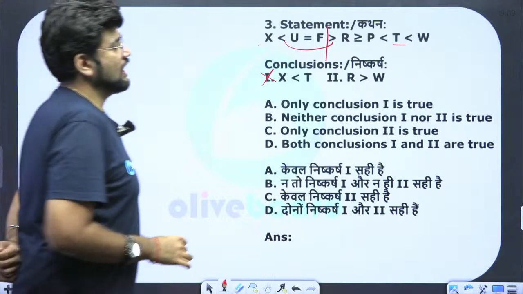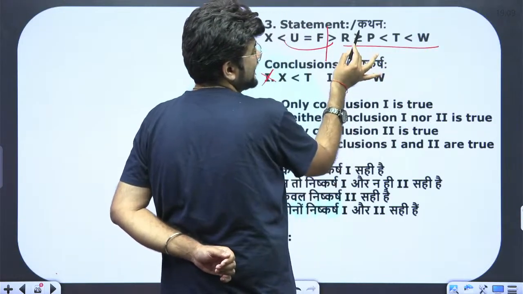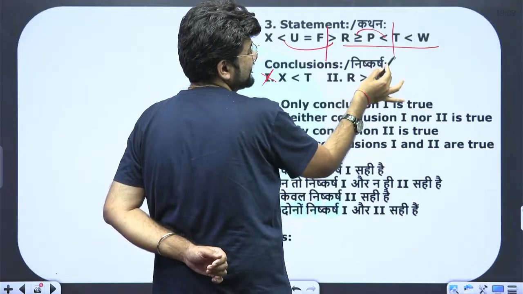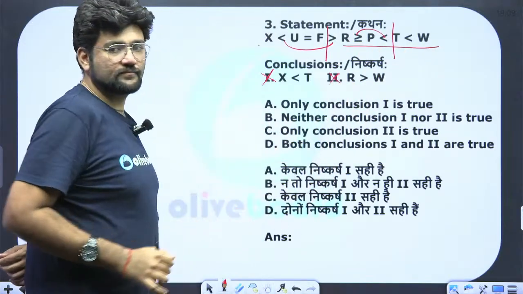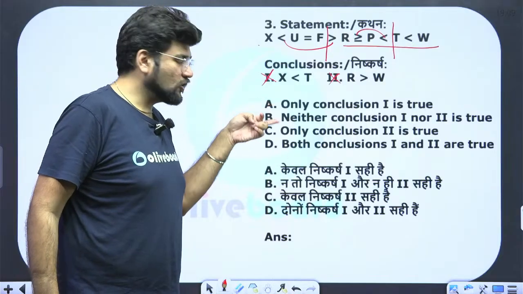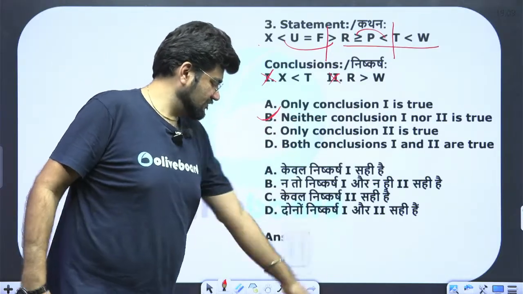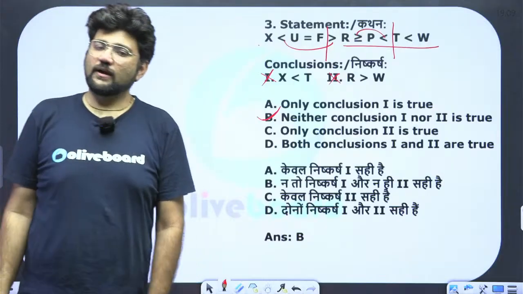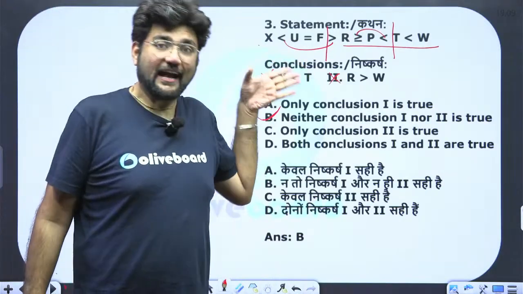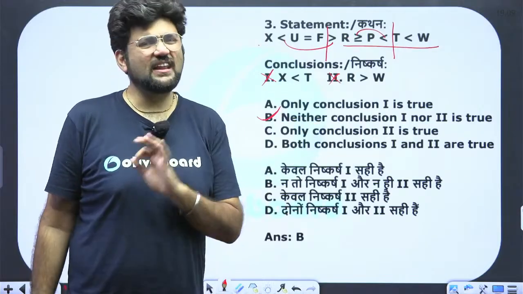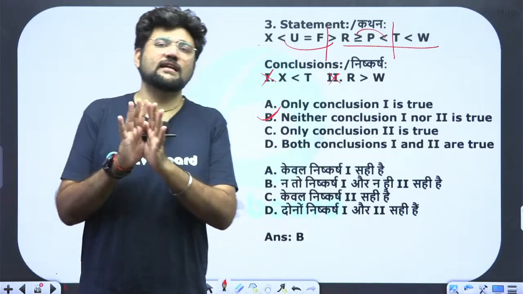Gone. And for R and W, same thing. After T only, R is not related to anything else. This is also gone. But there is no either or in the options also. So no trouble. Straight away choose neither nor. Done. Okay. Cool. Understood? These are the actual questions which have been asked in the exam. Very easy. So with that, we are done with inequalities.